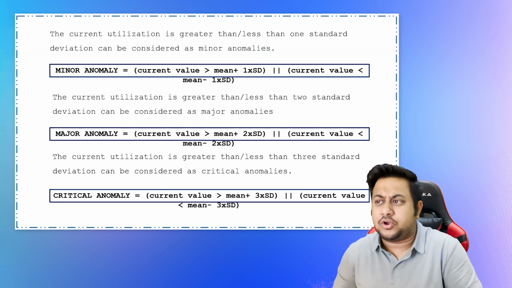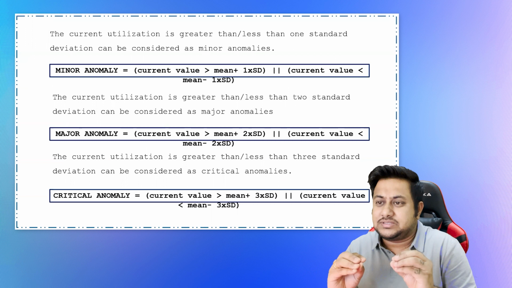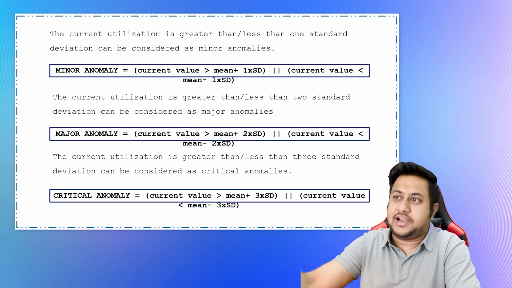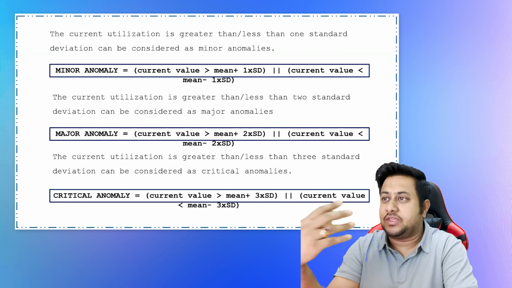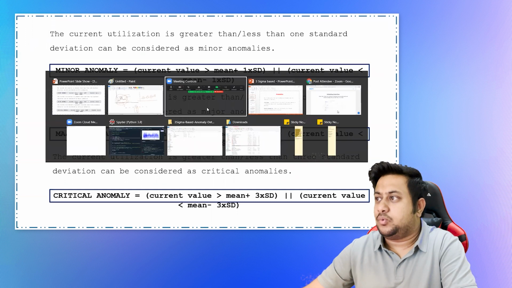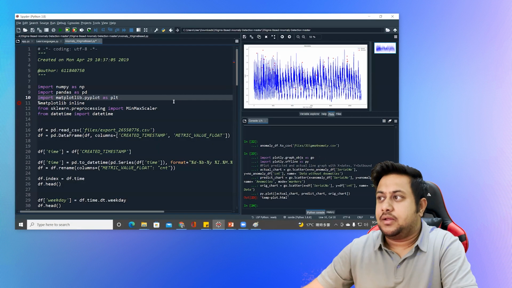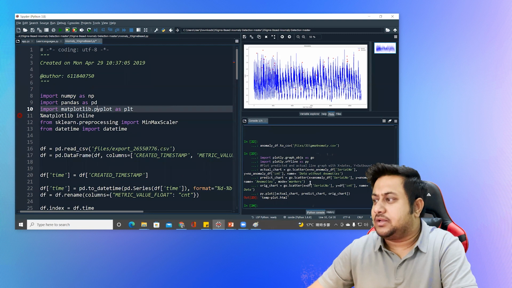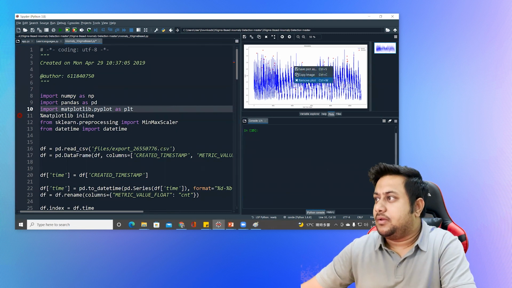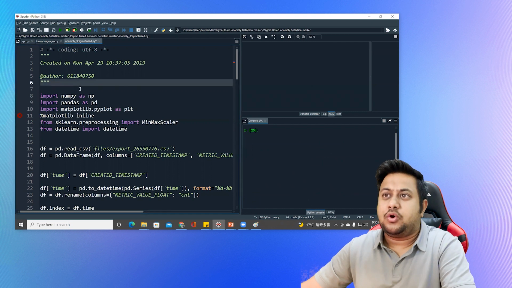It's a very simple algorithm. It might look a little complex, but don't worry, I'll explain it to you. Now this slide will be with you in the description below. You can check it out. Now I'll quickly jump into the Python. I was just running the codes right now, so we'll just clear it out, remove the plots. So this is the algorithm.